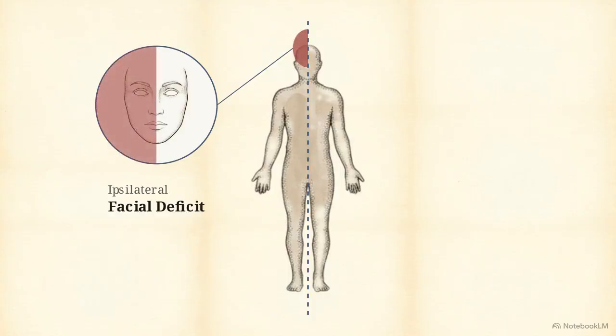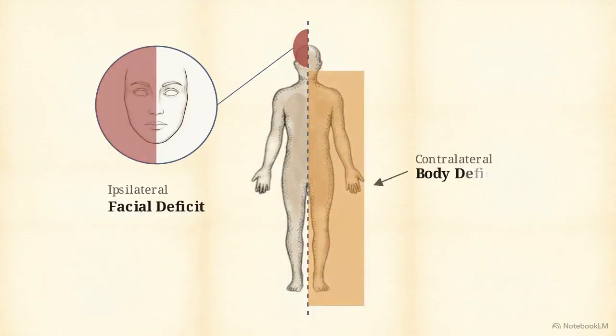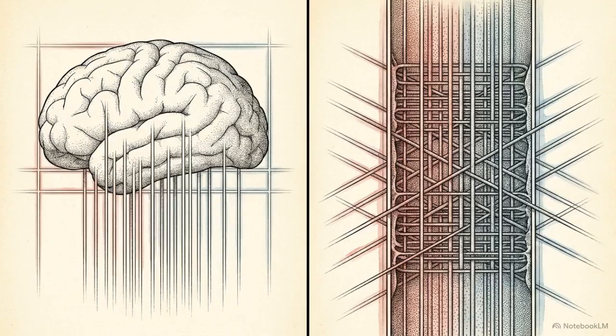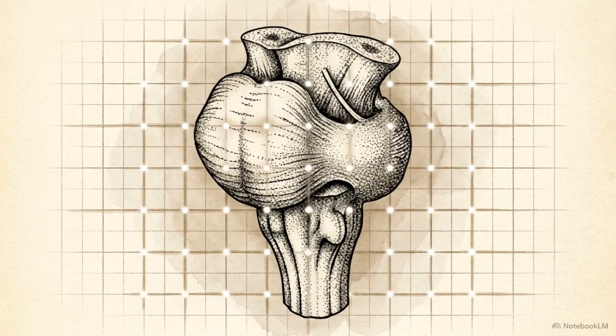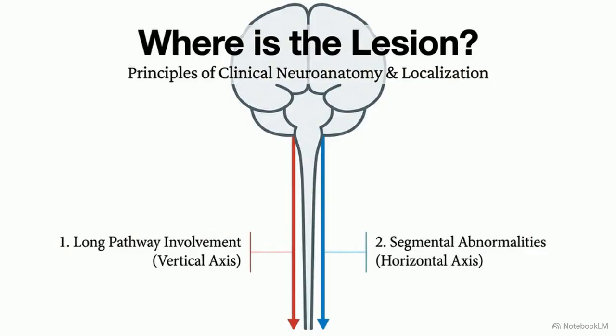Here, facial deficits occur on one side, while body deficits manifest on the exact opposite side. This split body pathology means the brainstem demands a totally different logical framework for diagnosis than the rest of the brain. Clinical localization in the brainstem is not an exercise in rote memorization. It requires mapping coordinates on a geometric grid. This diagram shows how we construct that grid.